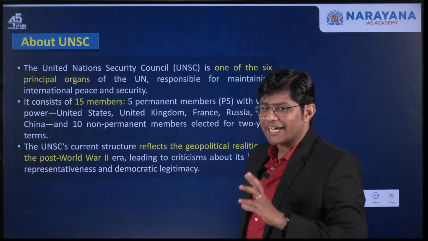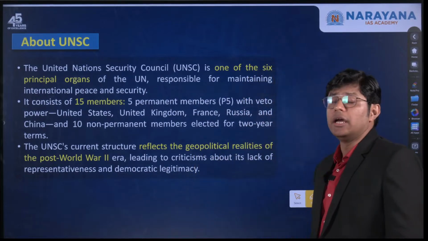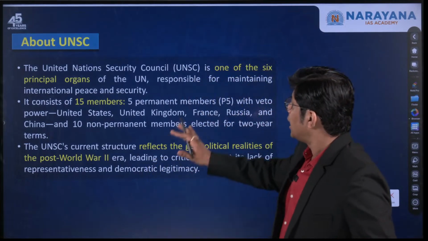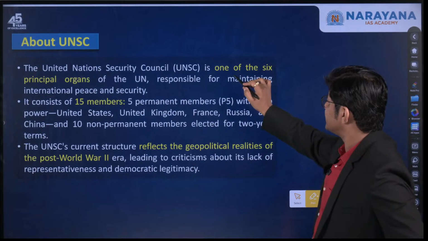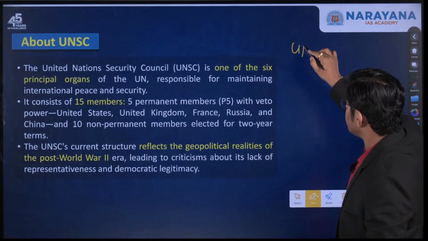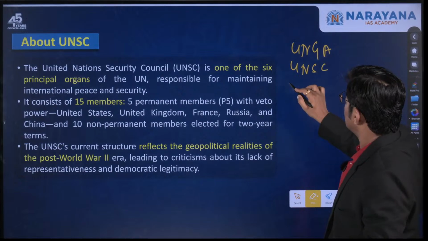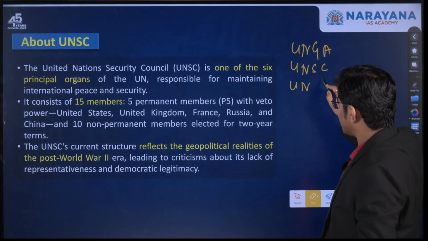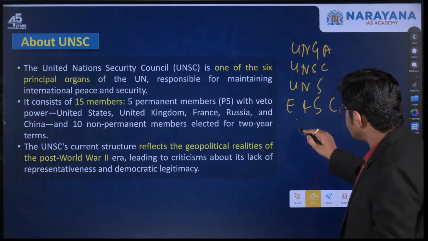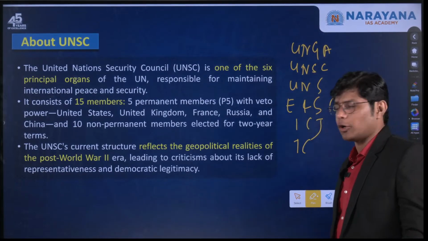United Nations Security Council is one of the 6 principal organs of the United Nations. The responsibility is international peace and security. Now, UNSC, which is one of the 6 principal organs. Which are the other organs? For example, we have the United Nations General Assembly, UNSC, then the United Nations Secretariat, Economic and Social Council, International Court of Justice, Trusteeship Council. So these are the 6 organs, right?